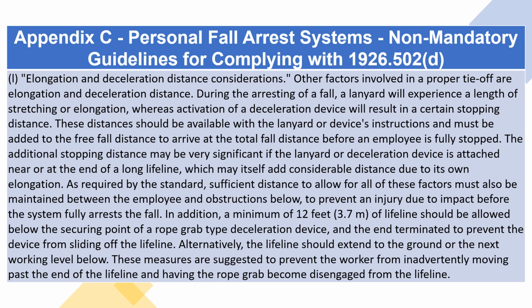As required by the standard, sufficient distance to allow for all of these factors must also be maintained between the employee and obstructions below, to prevent an injury due to impact before the system fully arrests the fall. In addition, a minimum of 12 feet, 3.7 meters of lifeline should be allowed below the securing point of a rope grab type deceleration device, and the end terminated to prevent the device from sliding off the lifeline. Alternatively, the lifeline should extend to the ground or the next working level below. These measures are suggested to prevent the worker from inadvertently moving past the end of the lifeline and having the rope grab become disengaged from the lifeline.